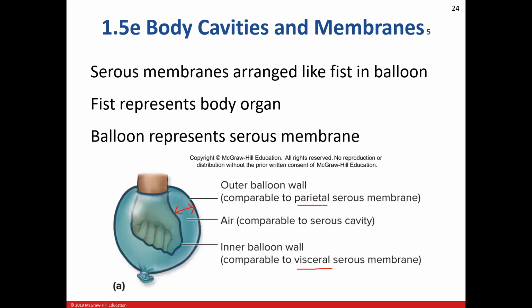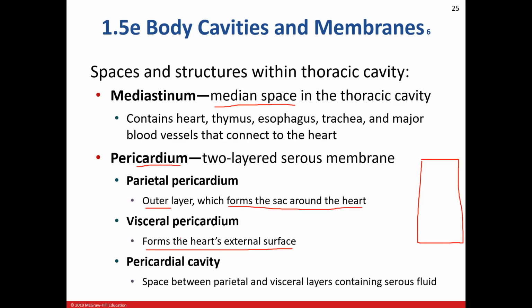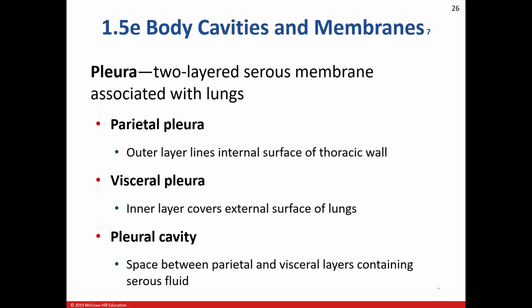So going back to our balloon, that's this outer dark blue line. That's the parietal pericardium, which forms the sac. Then of course, that space in between is our pericardial cavity, which contains the serous fluid, which we need because remember, your heart's beating, contracting, relaxing, pumping all the time. You would think that's going to generate some friction in there, and it does, but that serous fluid helps to reduce that friction, so we're not causing damage to our heart.